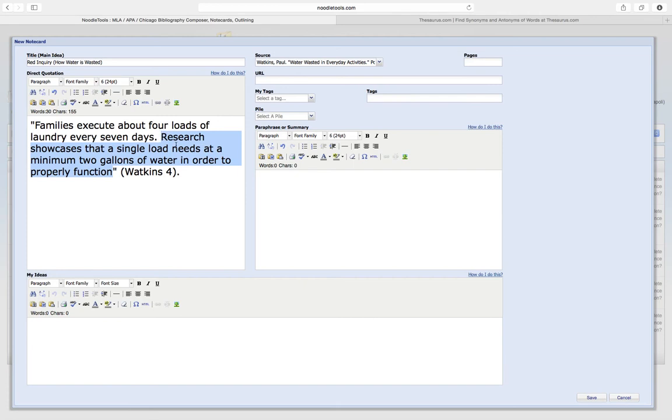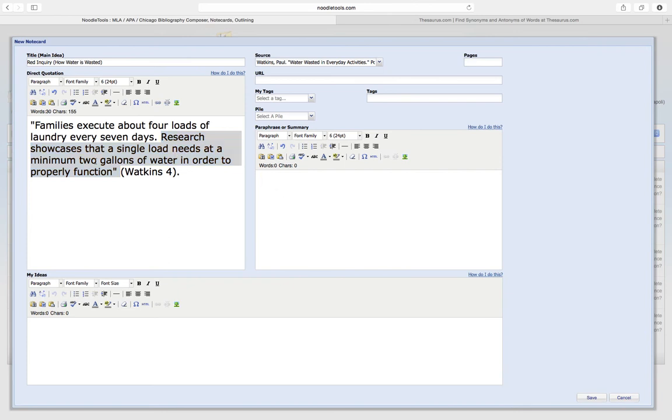And this sentence is going to start off my paraphrase. And I'll end with this guy. I'm going to reorder it. I'm going to take the idea from this side first. So this sentence right here is talking about how much water a single load uses, correct? It says research showcases that a single load needs at a minimum 2 gallons of water in order to properly function. So it's talking about how much water is needed for 1 wash of laundry.